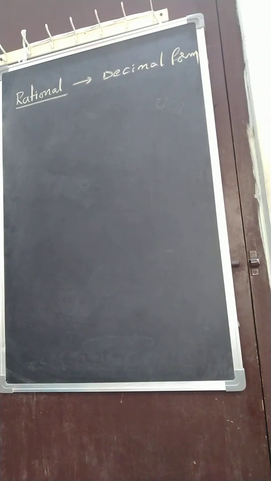Friends, in the previous topic we discussed how to insert rational numbers between rational numbers and integers, how to represent rational numbers on the number line, and what the difference is between rational numbers and fractions. So today in this topic we are going to discuss how to change rational numbers into decimal form. Rational numbers are terminating decimals or non-terminating decimals.